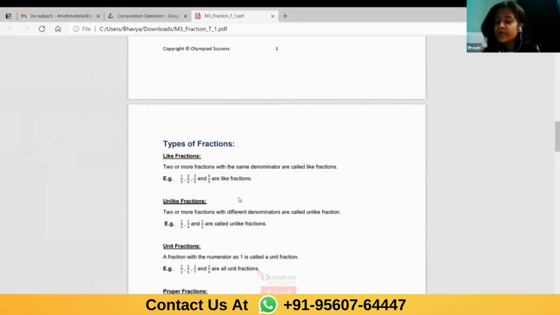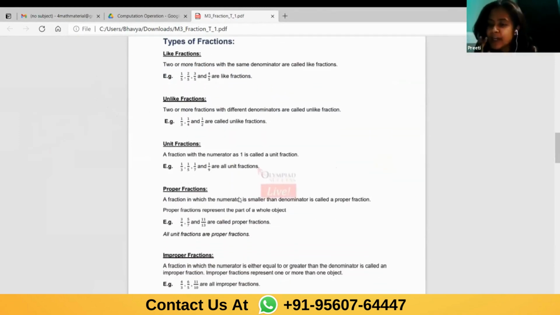Okay, now we have more types of fractions also. Proper fraction and improper fraction. Now, what is a proper fraction?